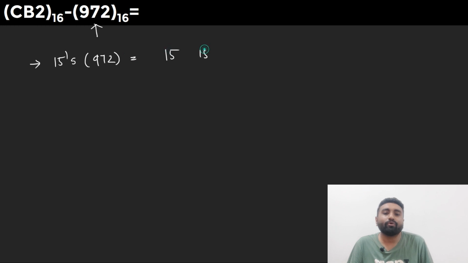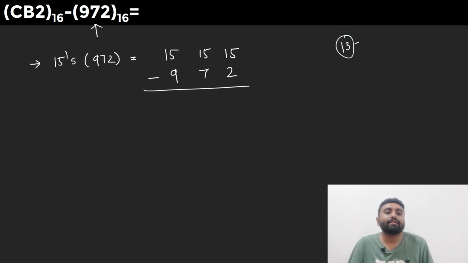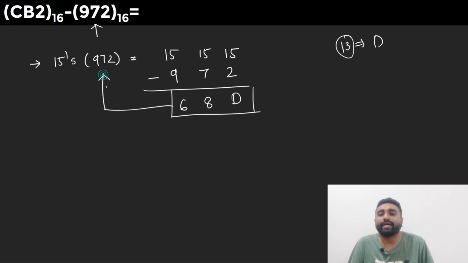We have two numbers here. Our second number 972 is the negative number. So as a first step we are going to find the 15's complement of 972. For that, each digit we are going to subtract from 15. So 15 minus 2 is going to be 13, and 13 can be written as D. So the answer will be D. 15 minus 7 is 8, and 15 minus 9 is going to be 6. So 6, 8, D is basically the 15's complement of 972.